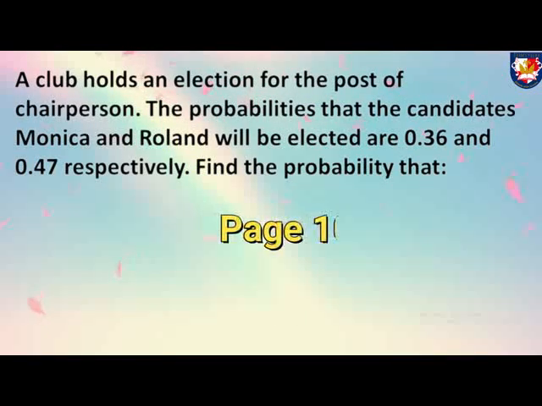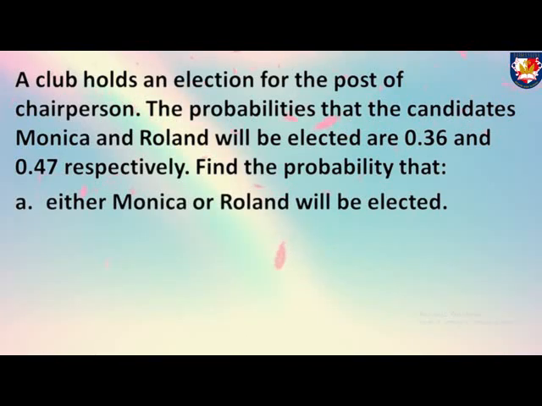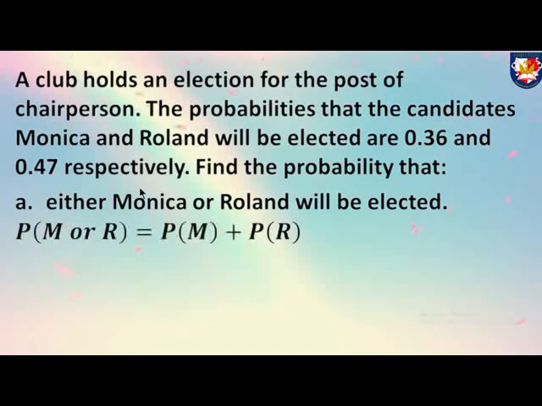A club holds an election for the post of chairperson. The probabilities that the candidates Monica and Roland will be elected are 0.36 and 0.47 respectively. Find the probability that, A, either Monica or Roland will be elected. The first thing that we need to notice is, are these two events mutually exclusive? They are actually mutually exclusive. Why, sir? Because Monica and Roland cannot both be elected at the same time.